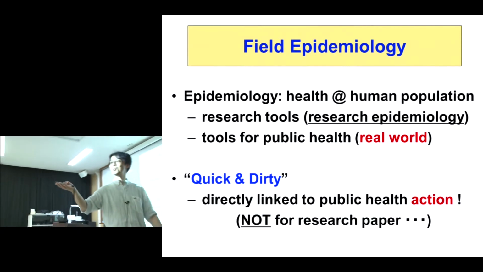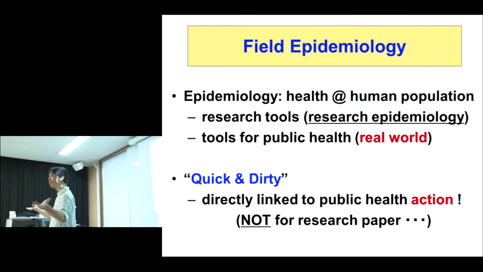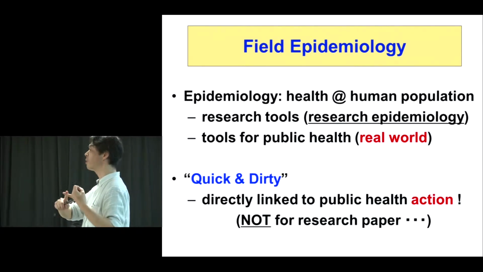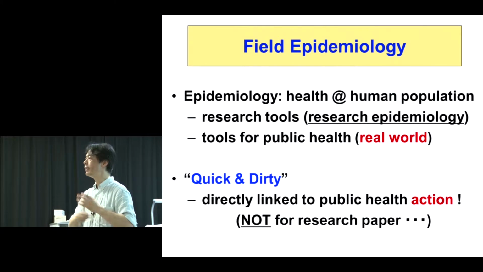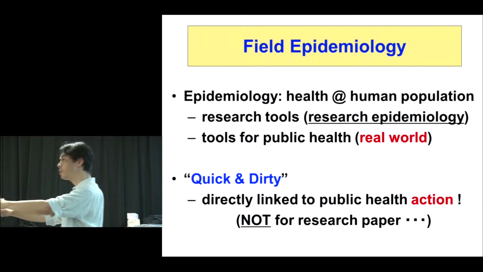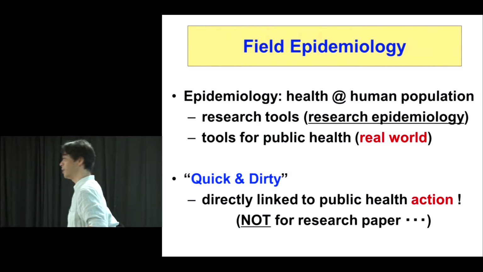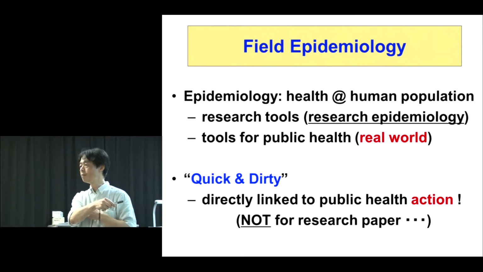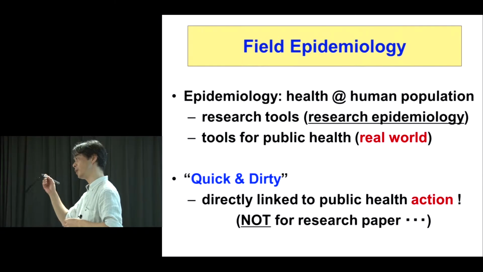But when we work in the real public health world, tackling public health problems, foodborne outbreaks, or an influenza epidemic, or whatever, quick and dirty is enough for us, because our main objective is to control the risks in front of us. Risk management. The main objective of field epidemiologists is to somehow manage the risk in front of us.